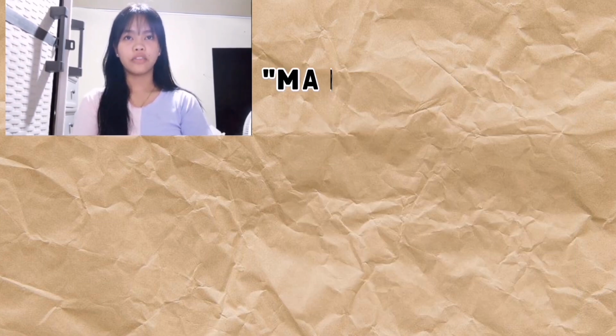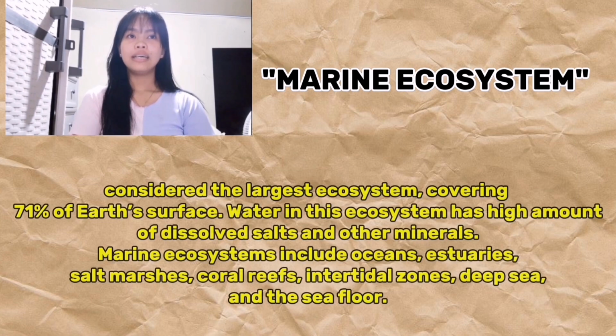Next, we have the marine ecosystem. It's considered the Earth's largest ecosystem, covering 71% of Earth's surface. Water in this ecosystem has a high amount of dissolved salt and other materials. Marine ecosystems include oceans, estuaries, salt marshes, coral reefs, intertidal zones, deep seas, and the seafloor.